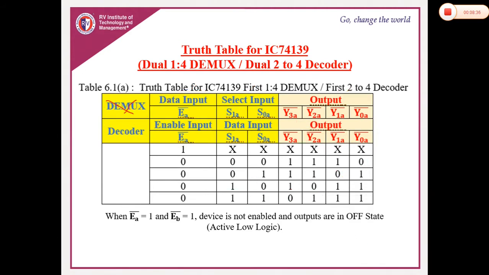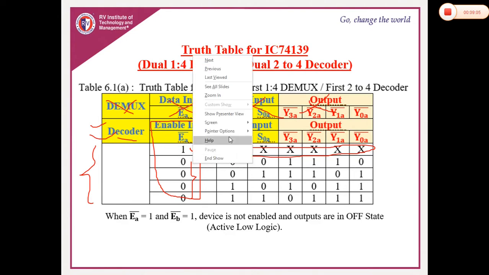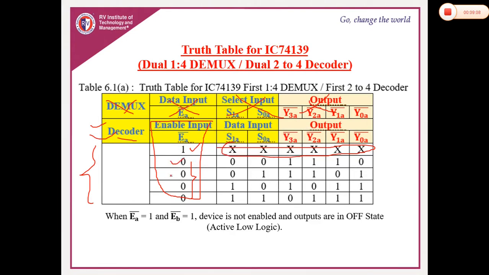So this is how we can use the same IC for a demultiplexer application. You can forget about these top two rows now. Then we can just concentrate on this bottom row. Whenever we want to use this as a decoder, this EA bar acts as an enable input. If you enable this, means if you give 0, then only this IC will work. If you give 1, this IC will not work, and irrespective of the inputs, the output will be don't care. But whenever this IC is enabled, means we have to enable it by giving active low input, that is 0, then for the first case 0 0, you can just see, for the decoder, output Y0A should be on.